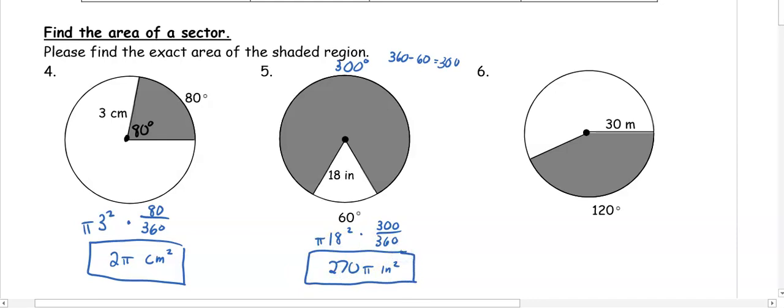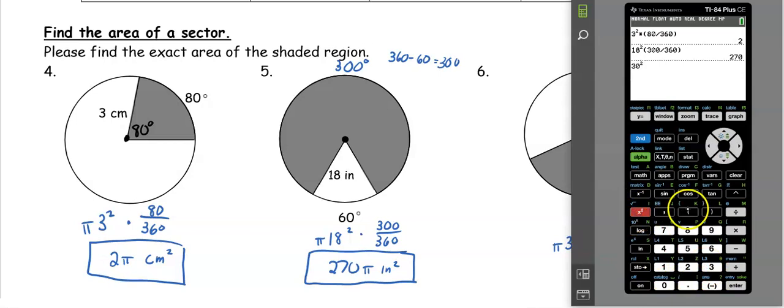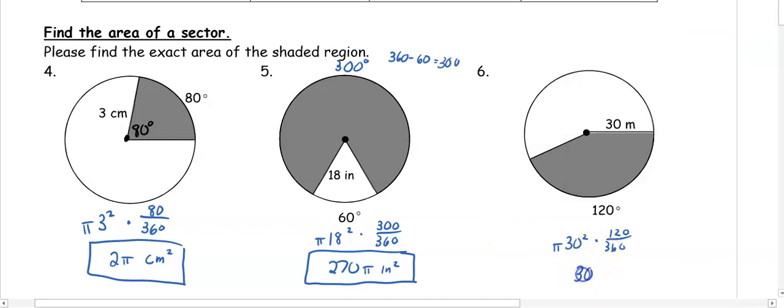Our last one, number 6, we have a radius of 30 and the shaded region is 120 degrees. So we have pi 30 squared times 120 over 360. Type that in and we get 300 pi meters squared.